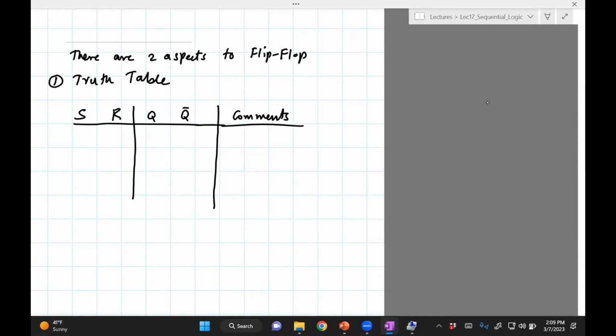Okay, so let's go with the inputs, S and R. So S is 0, R is 0. Then I would put here Q0 and Q0 bar. So what does Q0 and Q0 bar mean? Well, when you start the flip-flop, assume that the state it stored was Q0. Then what this is saying is that when S and R are equal to 0, it will remember the output. So the output will be unchanged.